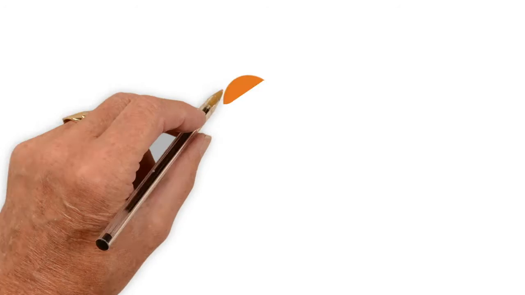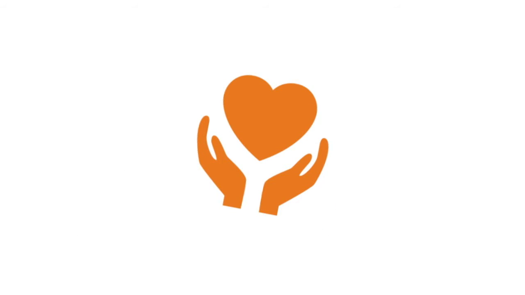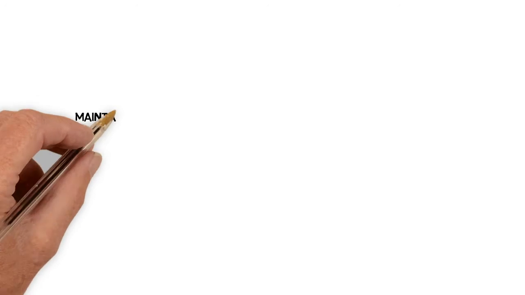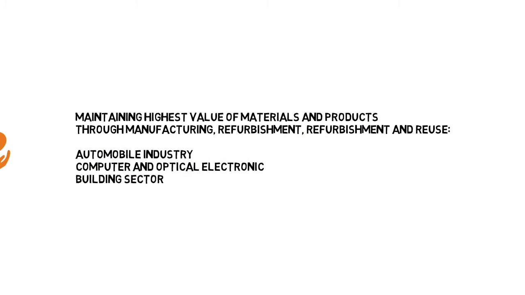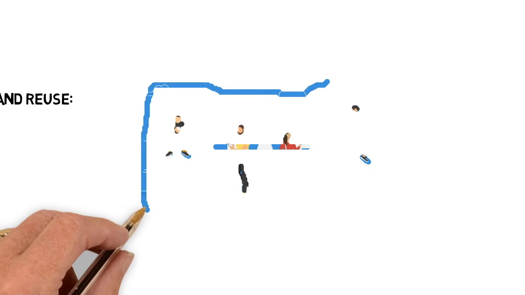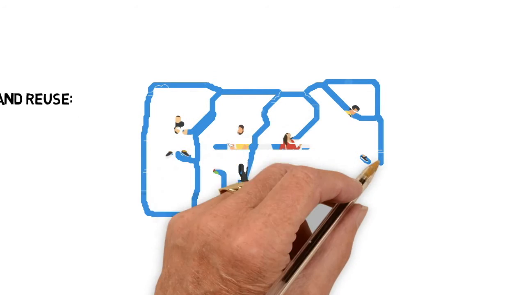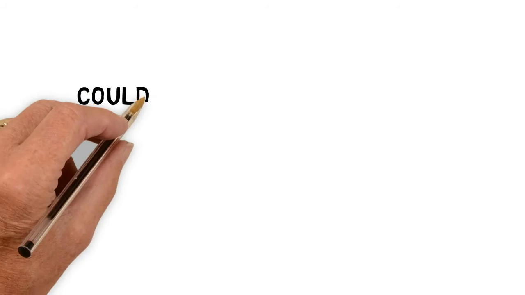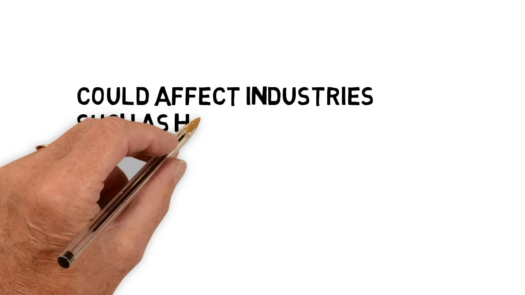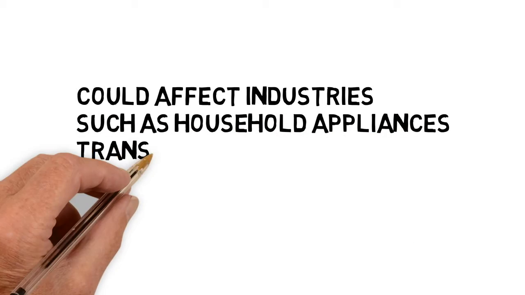Secondly, maintaining the highest value of materials and products through remanufacturing, refurbishment, and reuse can be applied to the automobile industry as well as the manufacture of computer, electronic, and optical products, or the building sector. Also related to the circular process, we can find product life extension applied to these same industries. Finally, a change in utilization patterns shaped through products as services, sharing models, or shifts in consumption patterns could affect industries such as household appliances, transport, building, or e-commerce.